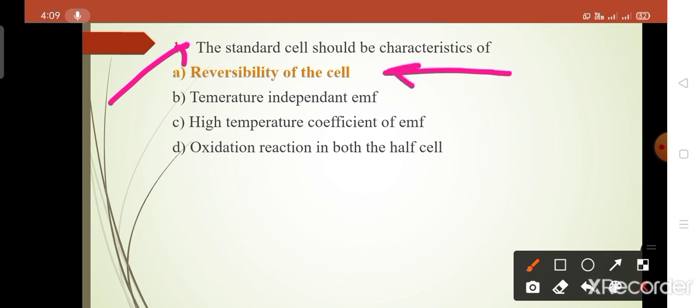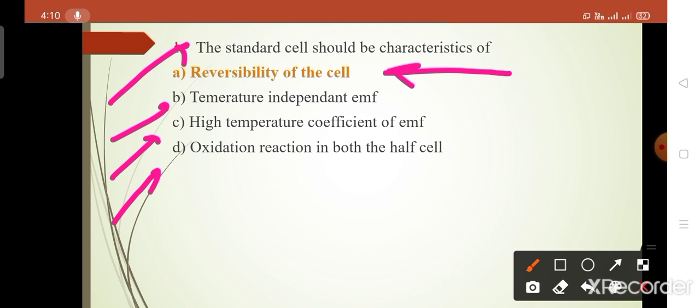The answer to this question is reversibility of the cell. The second option is incorrect because the EMF should not vary much with the temperature. The third option, a high temperature coefficient of EMF, is also cancelled, because the standard cell should have a low temperature coefficient of the EMF.